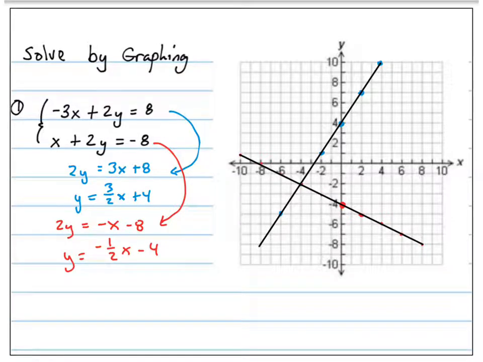In this case, the point of intersection represents our solution. So in this case, our solution is the point negative 4, negative 2.